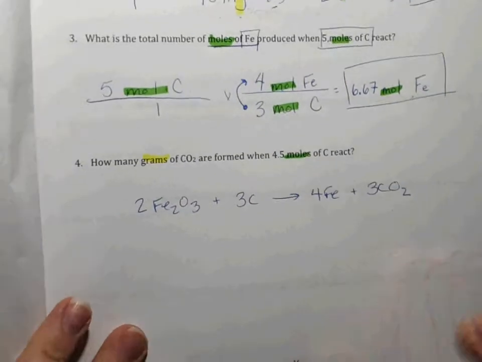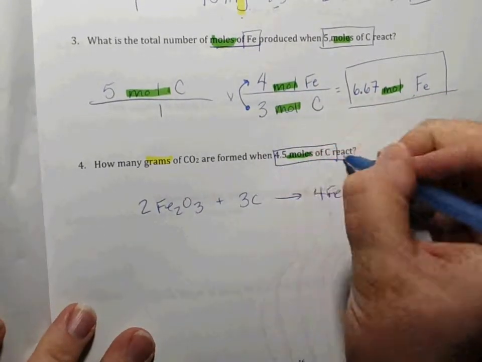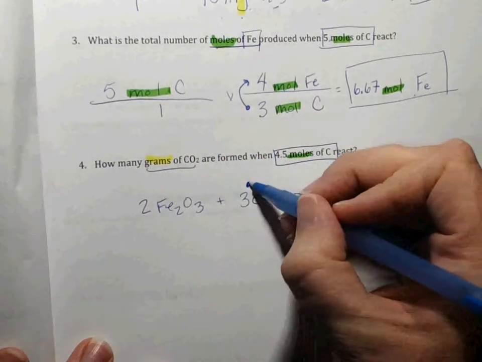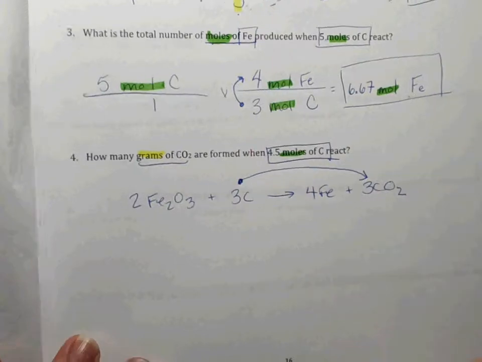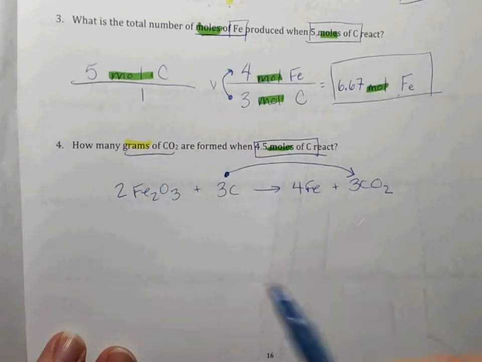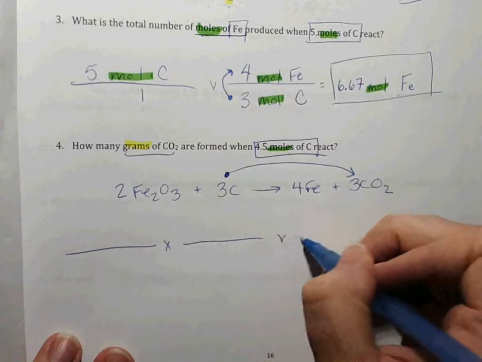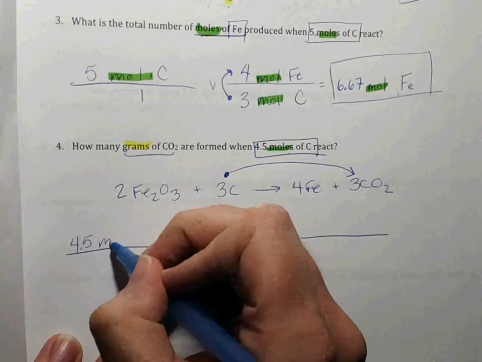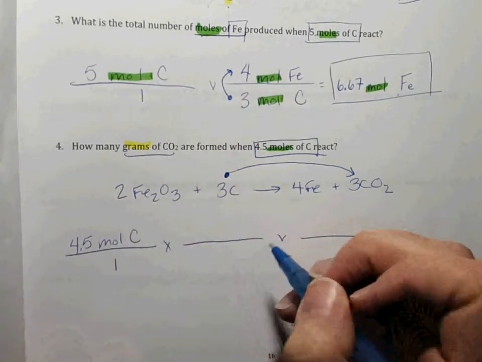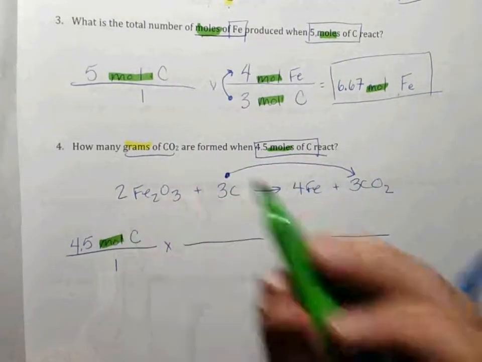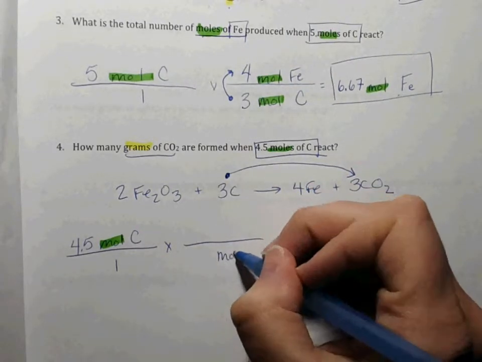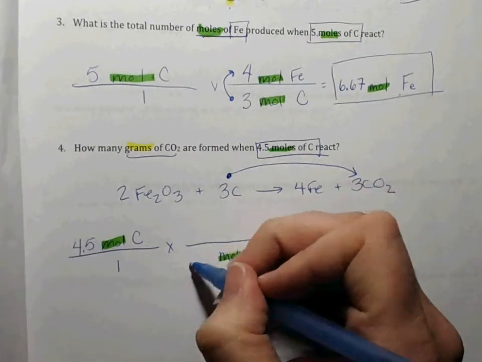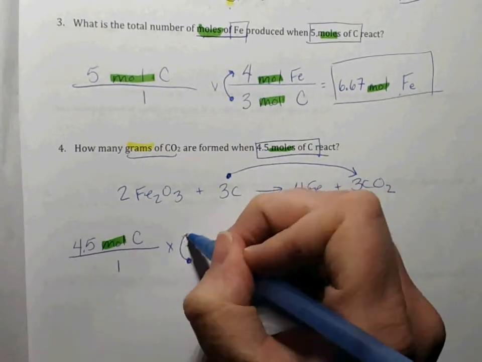So in this problem, they're asking me to start with carbon. So my bridge is going to start here. They're pointing me over at CO2, so my bridge is going to point there. And since this is grams and moles, I know this is going to be a 3 fraction problem. 4.5 moles of carbon is the given. So I'm going to put that over 1. I know that what goes up must come down, so moles of carbon will be down here. Once we have moles on the bottom, we're ready to cross the bridge.